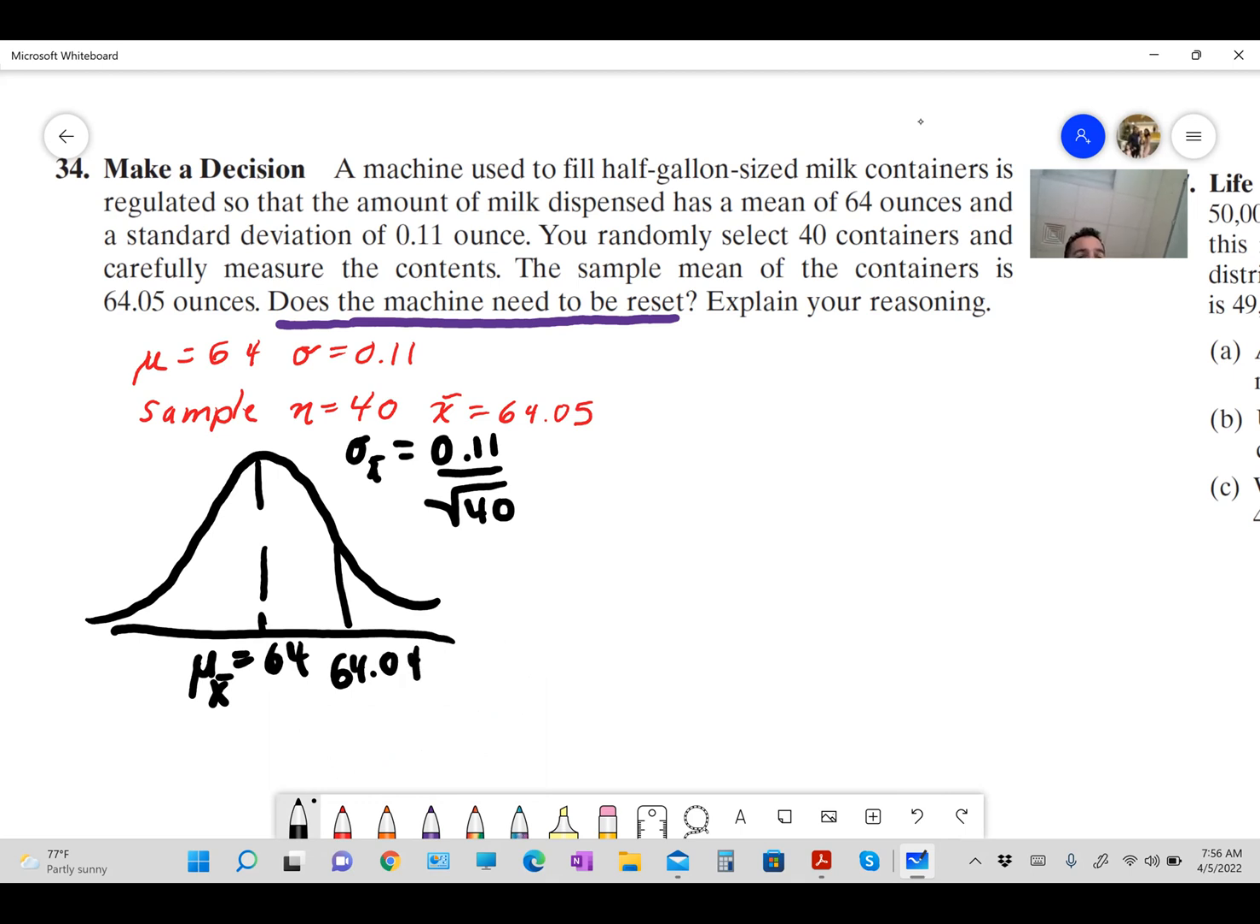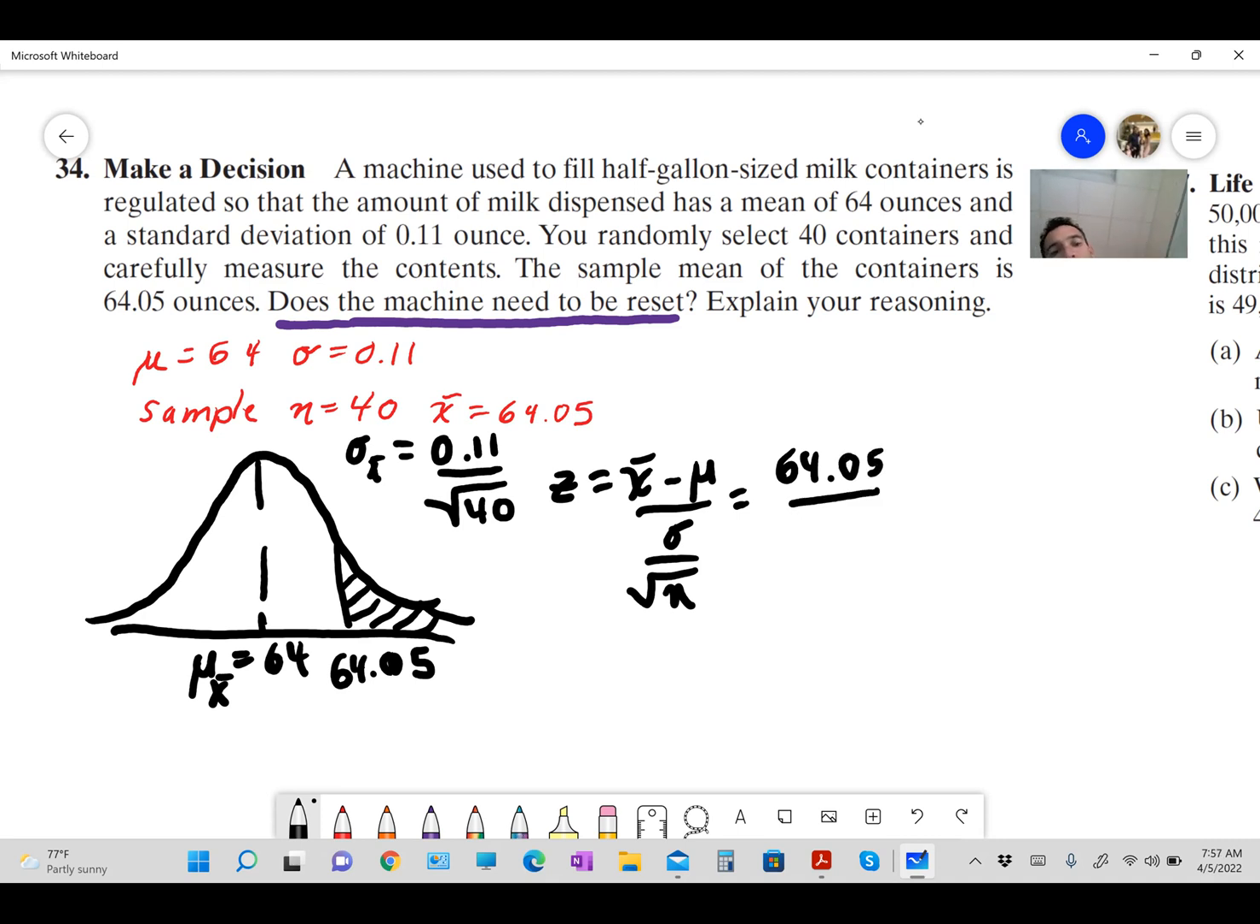Now, what we want to do is check out this area here, in order to check if something is likely or not. And I don't know why I wrote a 4 there, but this is supposed to be a 5. So what we do is we do our new z-score. It's x bar minus mu divided by sigma divided by the square root of n.